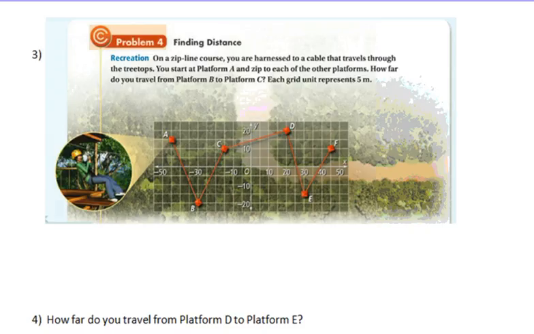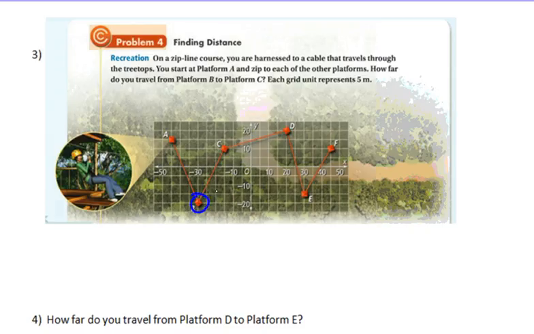Now, at number 3, it says, on a zip line course, you are harnessed to a cable that travels through the treetops. You start at platform A and zip to the other platforms. How far do you travel from platform B to C? And then number 4 says, how far do you travel from D to E? Just trying one of those would be good practice. I'll just help you set up. Let's do one more here.